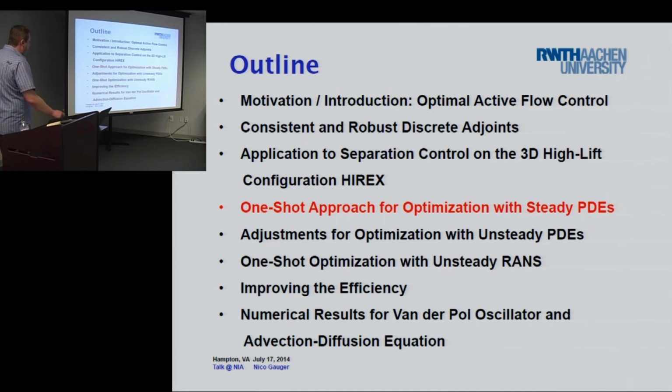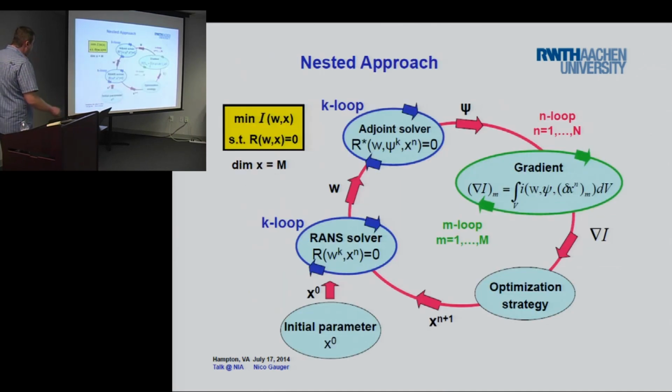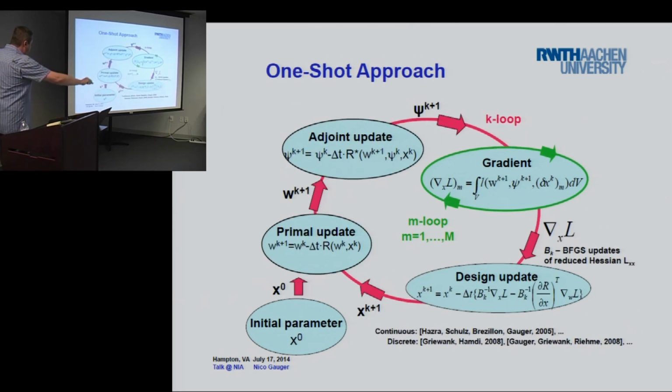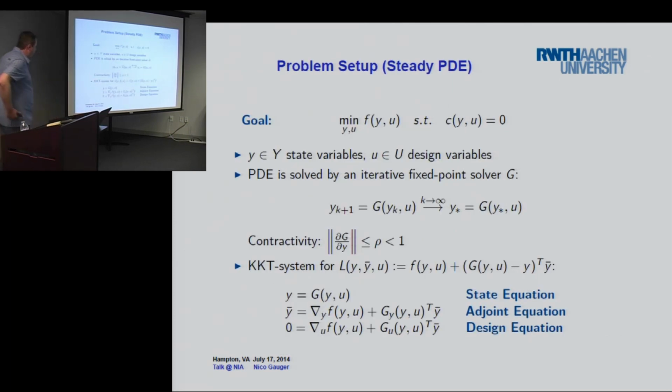I recapitulate one-shot methods now for steady PDEs. So the idea is just to break open the inner nested loop, like Shlomo Tazan already suggested in '92, and to converge everything all at once in one shot. So do one update in the primal, one in the adjoint, and immediately a design update. I'm doing this since long time with two main collaborators: for the continuous adjoint based with Volker Schulz in Trier, and with my good friend and old mentor Andreas Griewank in Berlin, the discrete way. What I'm showing now is on the discrete way.